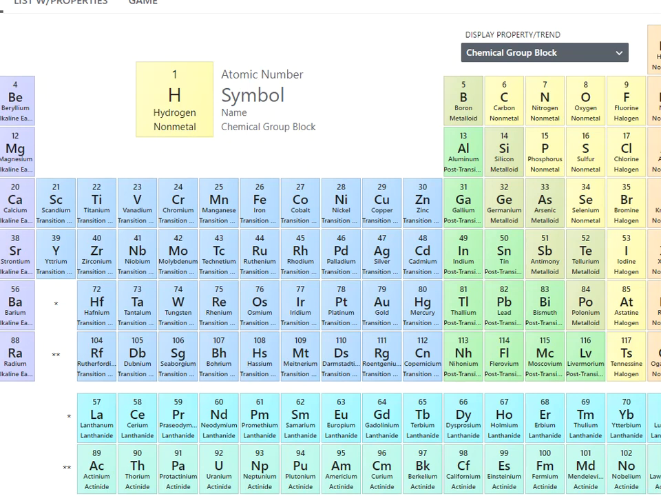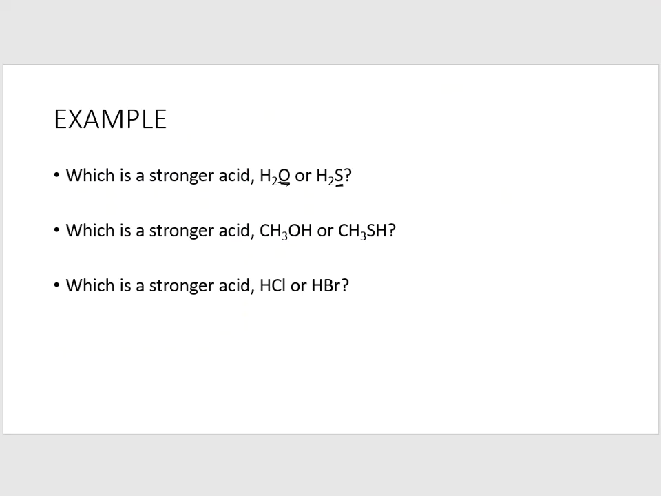What that means is that sulfur is going to be a better acid than oxygen, so on this question, sulfur is a better acid than the O. So I circled the one with S. That's all there is. You thought this was going to be hard, didn't you? Next one: which is a stronger acid, CH3OH or CH3SH?